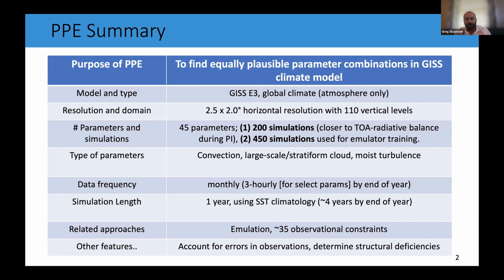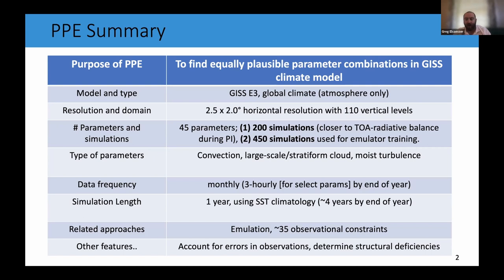To arrive at those, we have another PPE that comprised 450 simulations. We use that to train our emulator to arrive at our 200 in balance and close to satellite climatological estimates. For those 200 members, we vary convection and large scale, as well as moist turbulence parameters. At present, we have monthly output, but we have a lot of requests to go higher resolution. And we're at 1 year using a prescribed SST climatology, but again, it'll be 4 years by the end of this year.